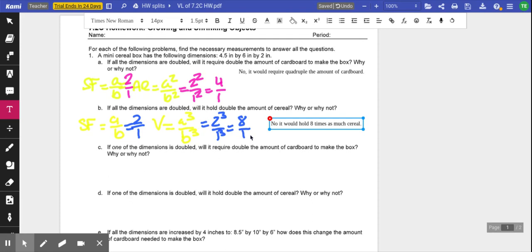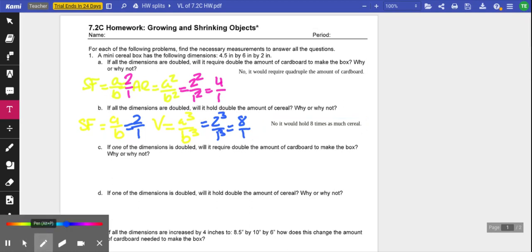If one dimension was doubled, will it require the same amount of cardboard to make the box? All right, well, let's just kind of look at how we would do this. So the original cardboard, we'll write original. Maybe if my pen will work, we'll write original. No, it is not working. Okay, I'll go use this pen instead.